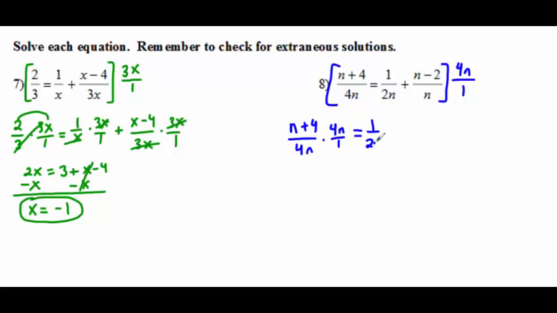You could write it all out and then start canceling, or you can cancel as you go. I'm just going to write it all out. You don't have to. If you can cancel out in your head, then that's fine. Here the 4n's cancel, so n plus 4 is left on top. Here, n definitely cancels, and then what can I do with 4 and 2? What cancels out of those? A 2, so that leaves me with a 2 on top. 1 times 2 is 2.